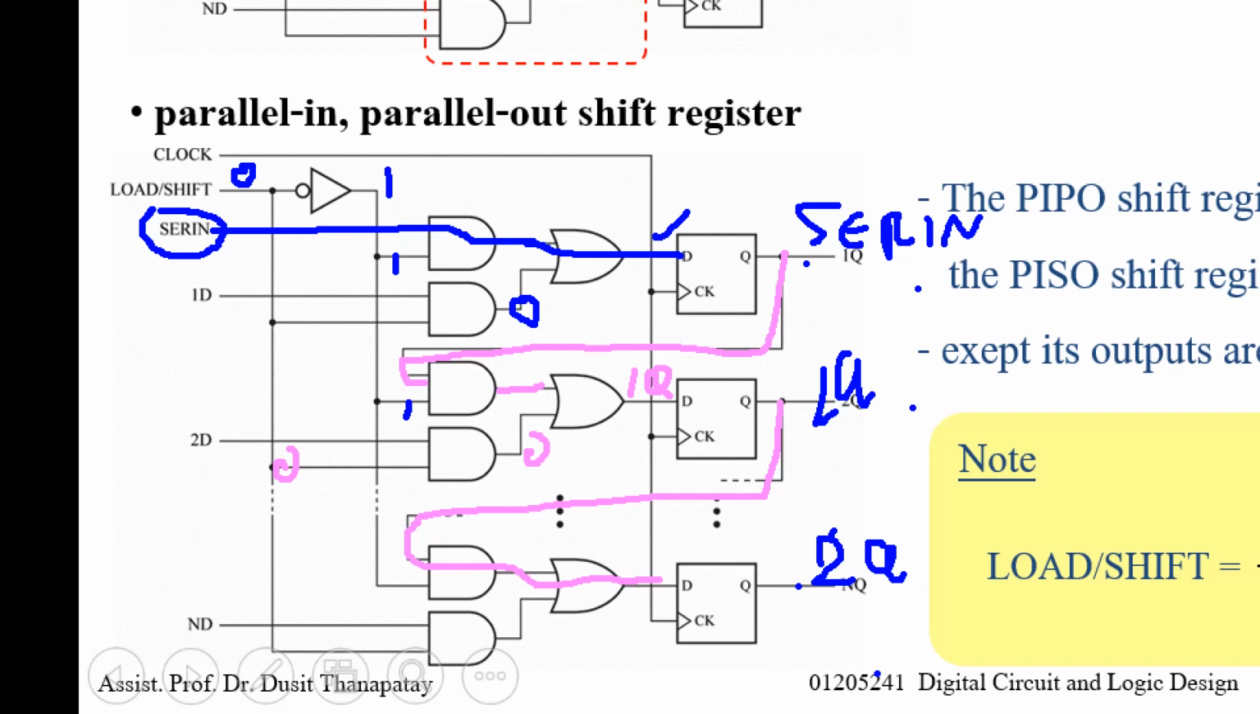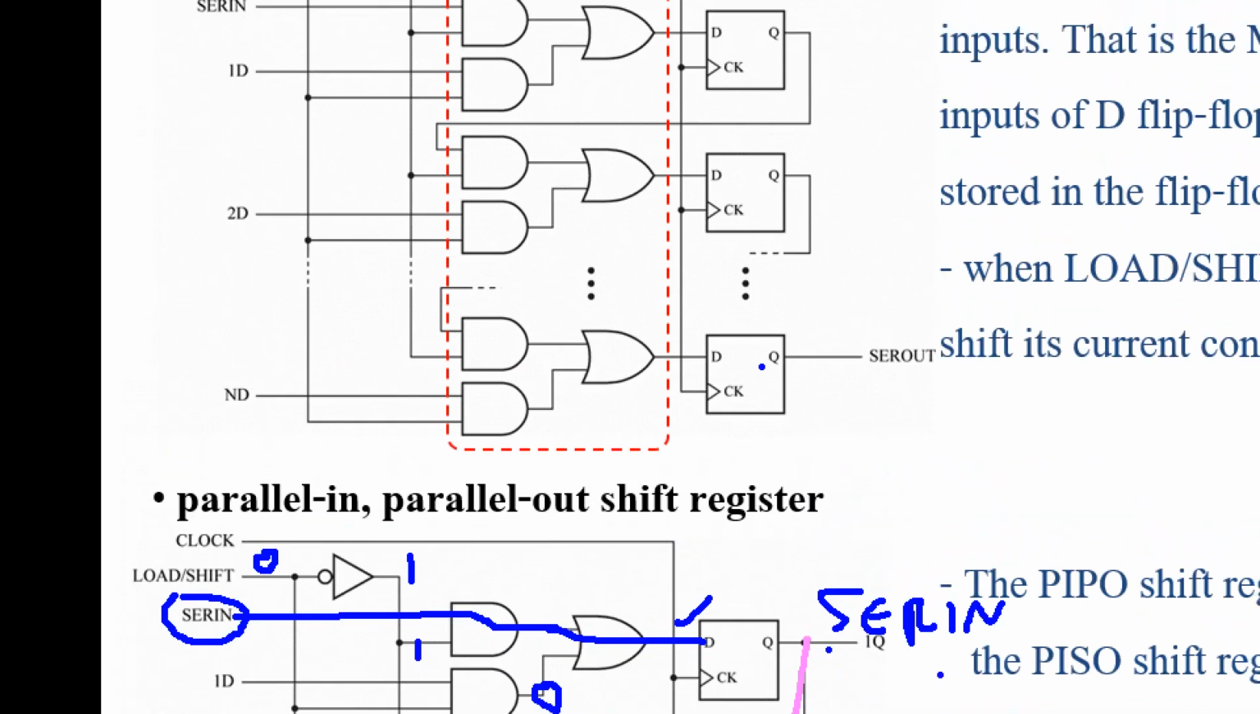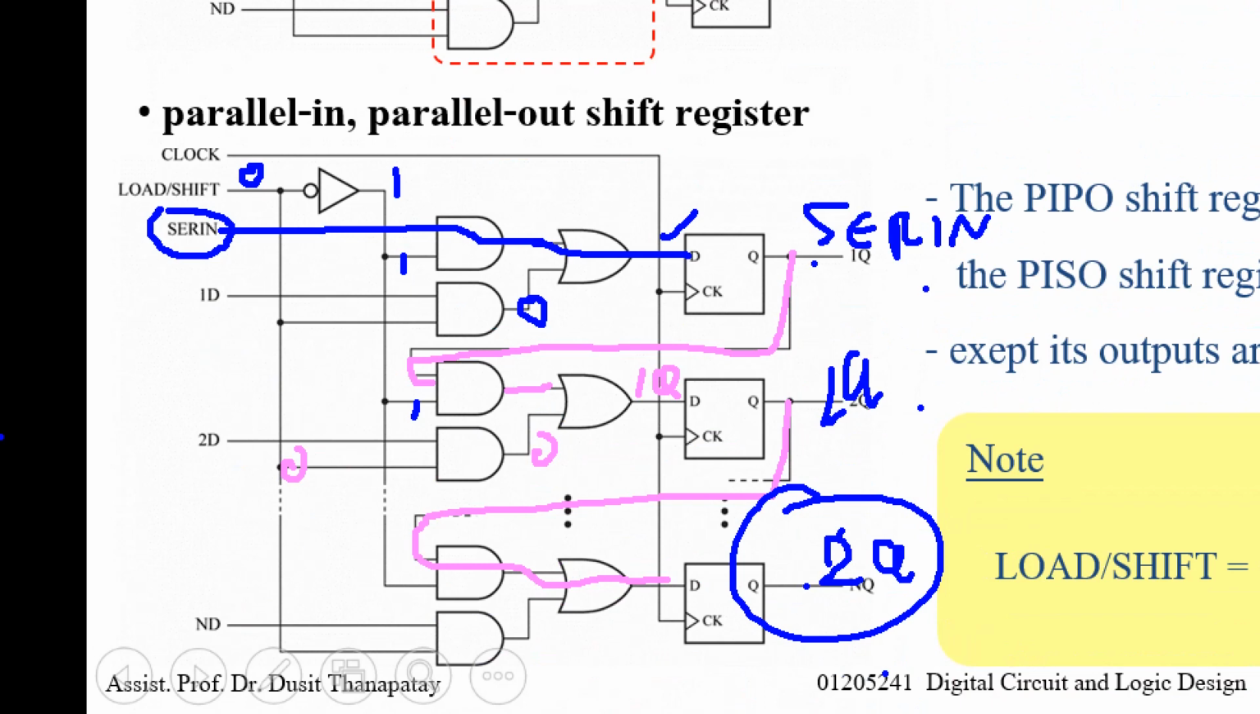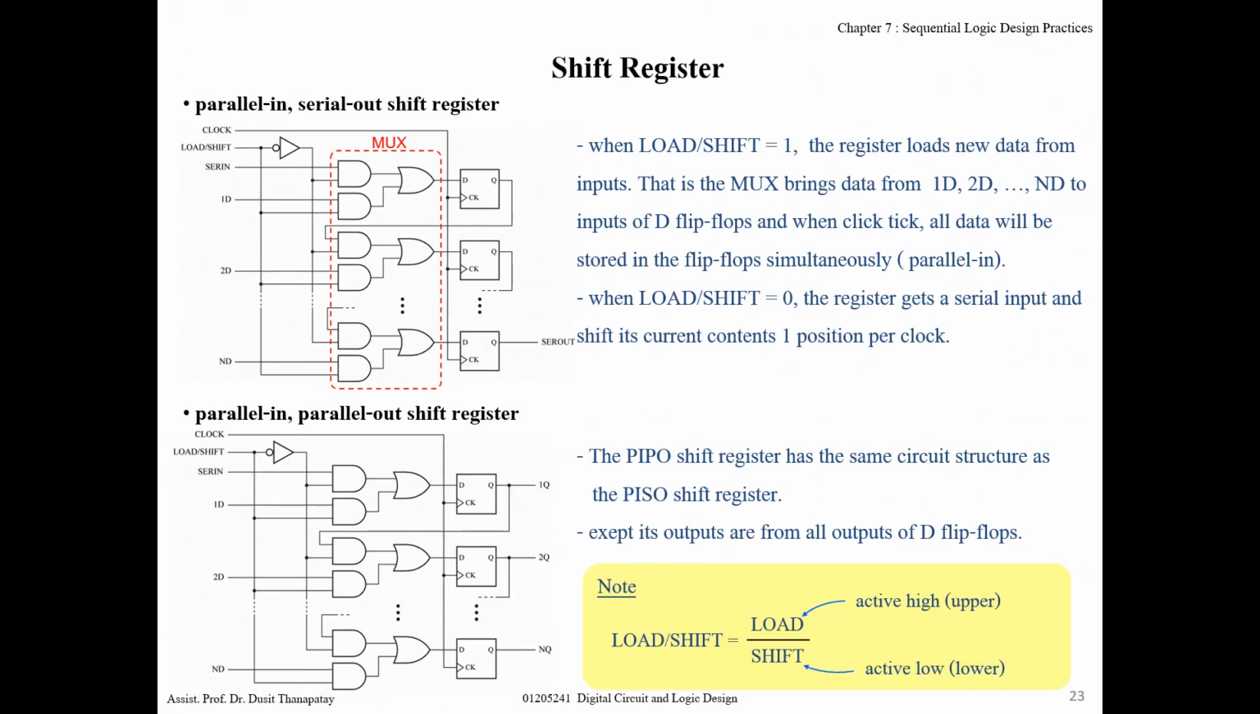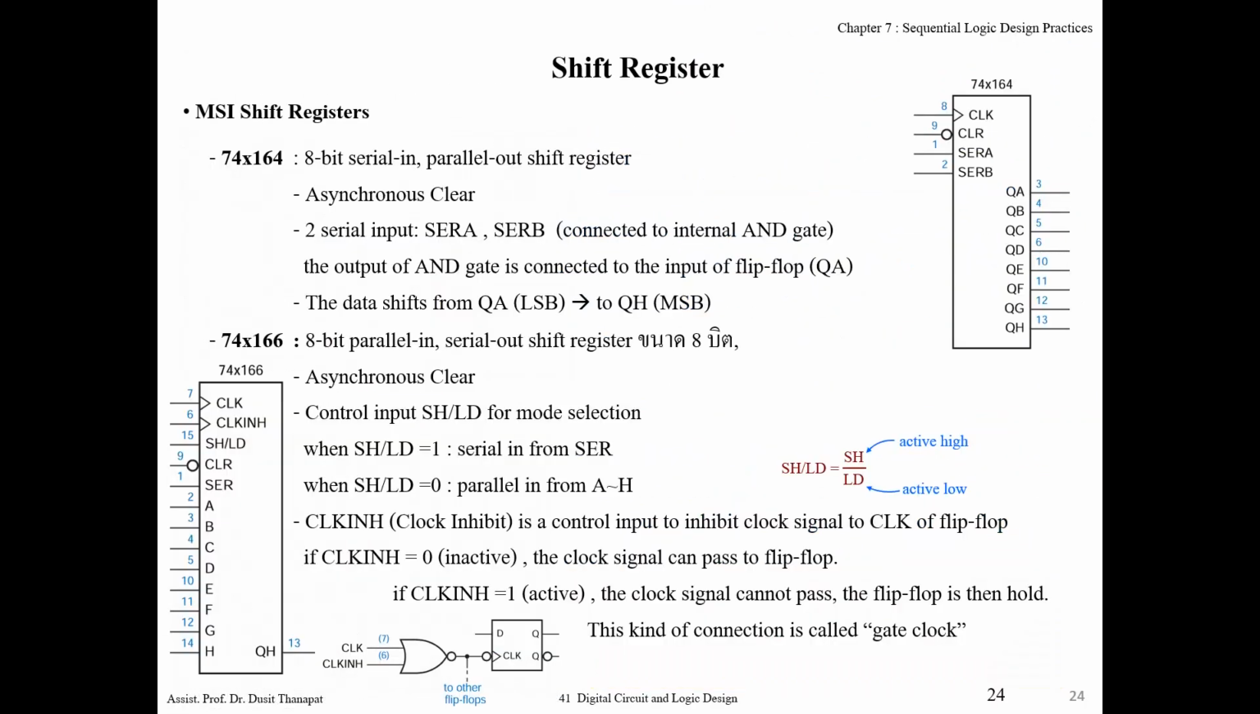But if you use only 1 bit like this, it becomes 0 out. So you can apply this as 0 in, 0 out, 0 in, parallel out, parallel in, parallel out, or parallel in, 0 out. Okay, and use all of this.